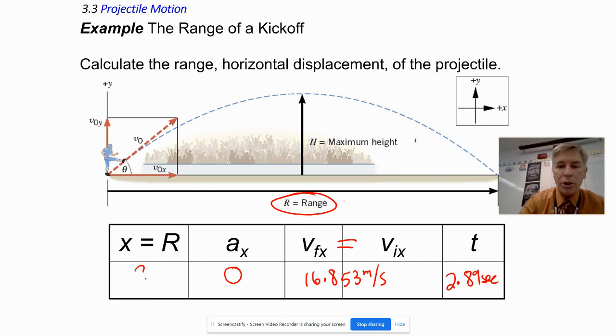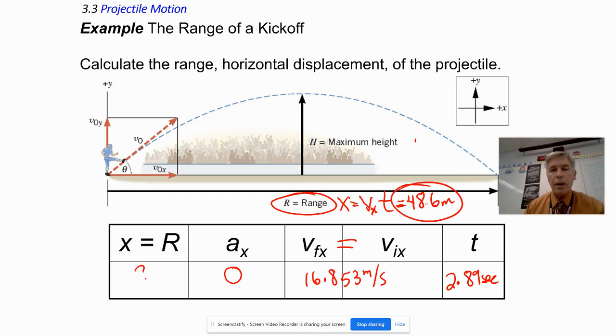To find our range, our x, we just have to take Vx, the horizontal velocity, and multiply by that time. So I take my 16.853 and multiply it by the time, and I get 48.637, so about 48.6 meters. And ta-da, I have a way of finding the horizontal displacement of a particle.